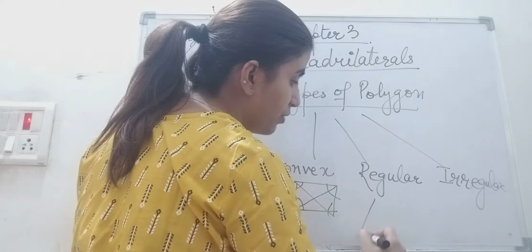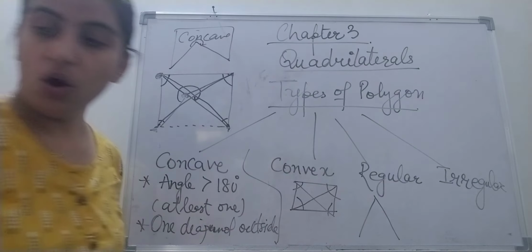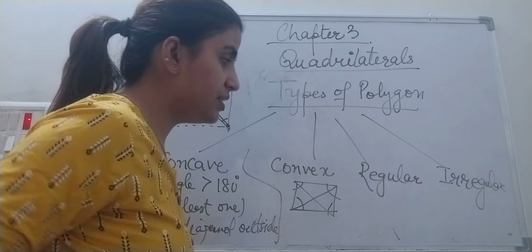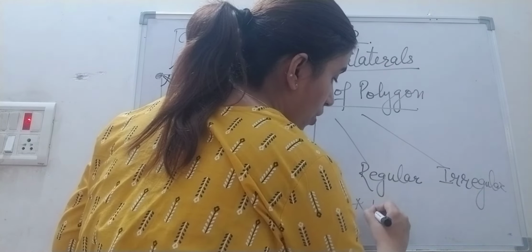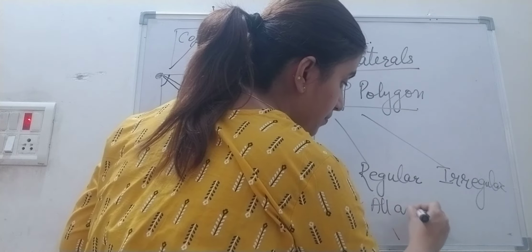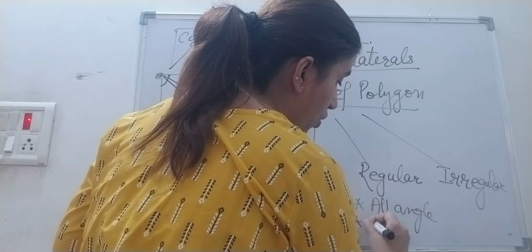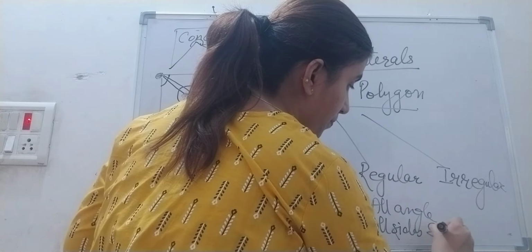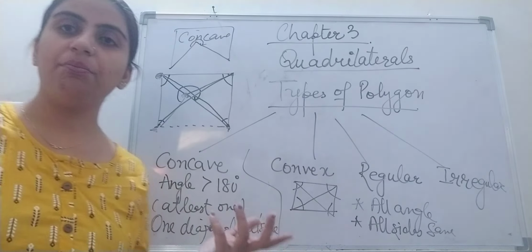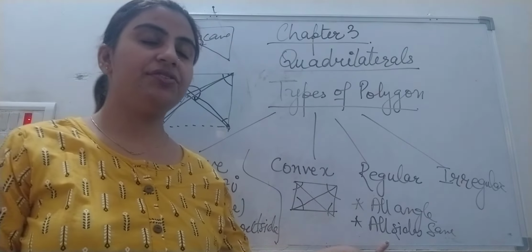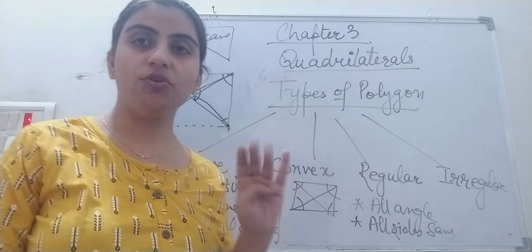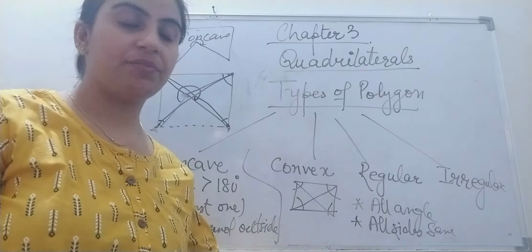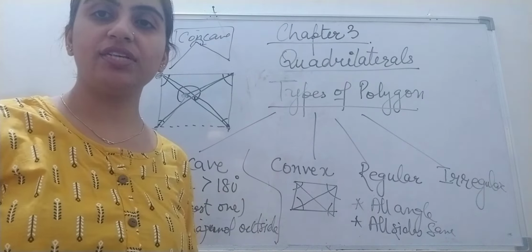Third one is a regular figure. Regular means all the angles and all the sides same. Now what can be the example of this? If I take a three-sided equilateral triangle, a four-sided square, or a rhombus, we don't take rhombus, we take square. Square we can take as a four-sided figure.